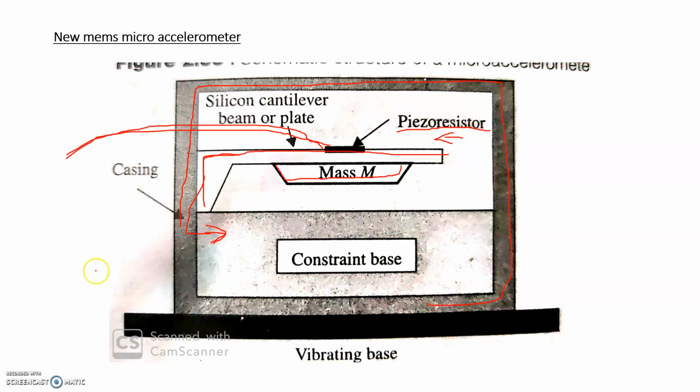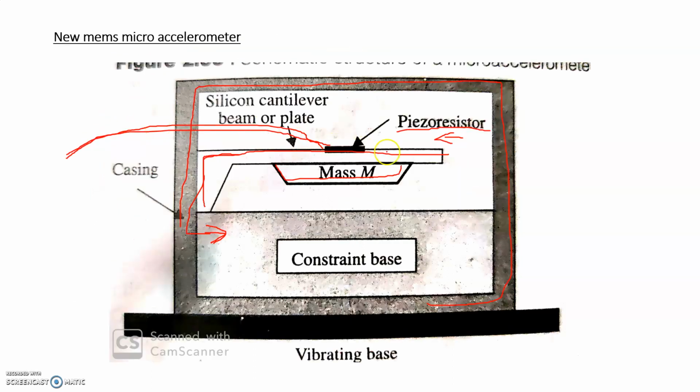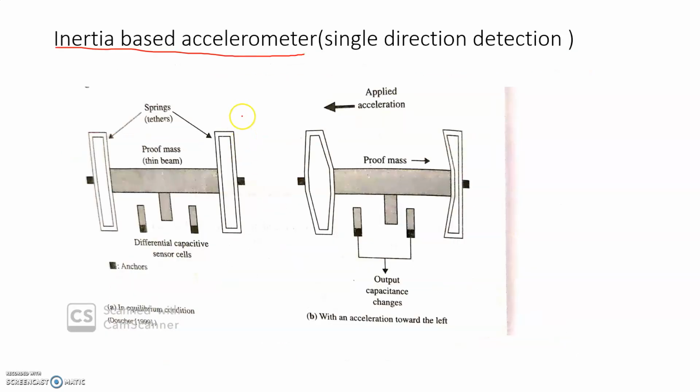The next one is the inertia based accelerometer, which is the latest advanced technology utilized for designing such MEMS applications, and it is used in the automobile industry for airbag deployment actuators. Here we have two separate springs. In the last case we didn't have any springs, instead we used a silicon cantilever, but in the inertia based accelerometer we have two springs.